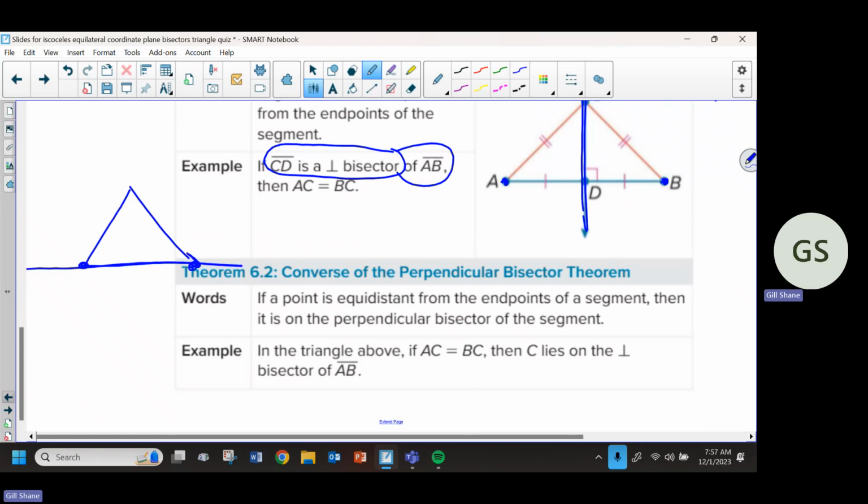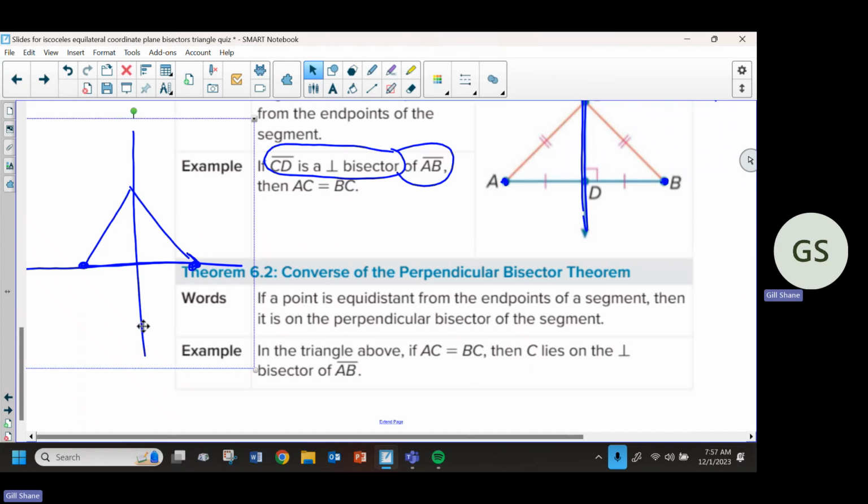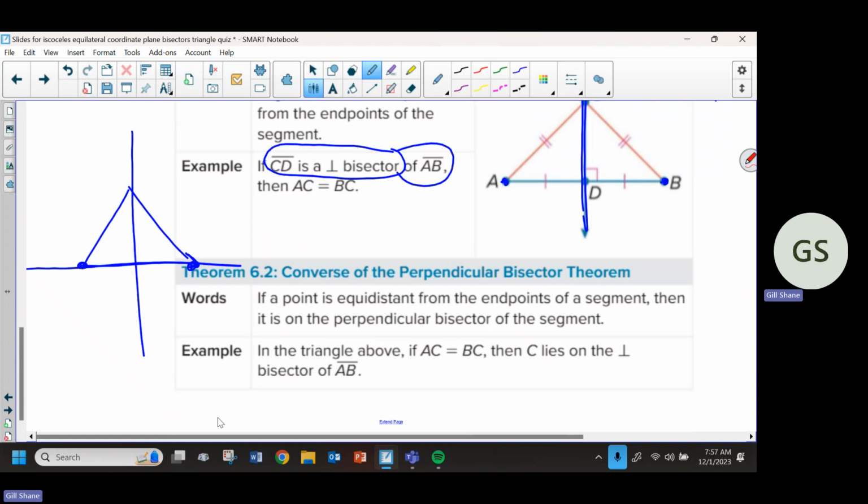So they didn't tell me anything about this line. It's not in the right spot, but that's fine. They didn't tell me anything about that line. They didn't tell me it's a perpendicular bisector. I drew it too fast. All right, just imagine that line's right down the middle. They don't tell me that, but they do tell me this is true.